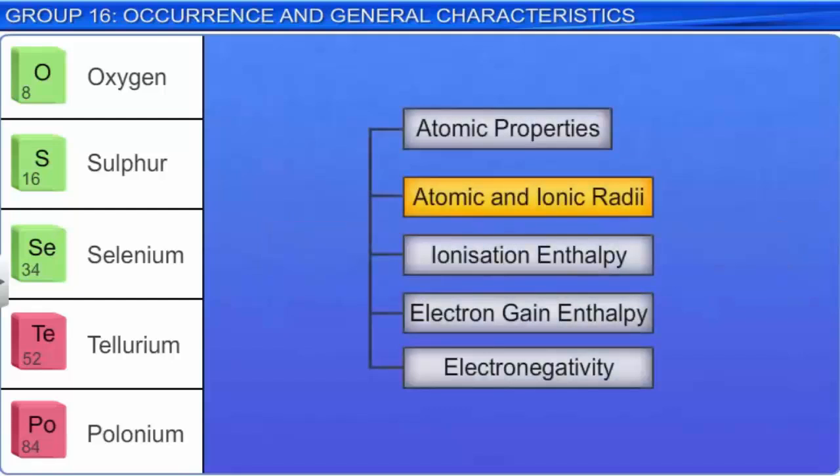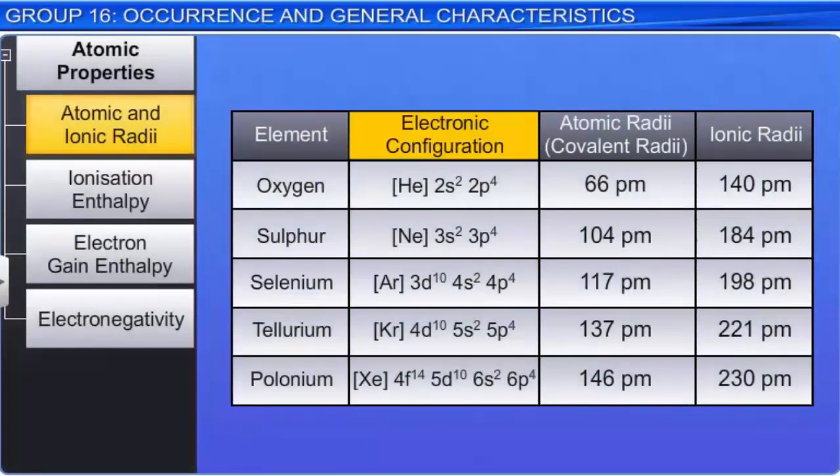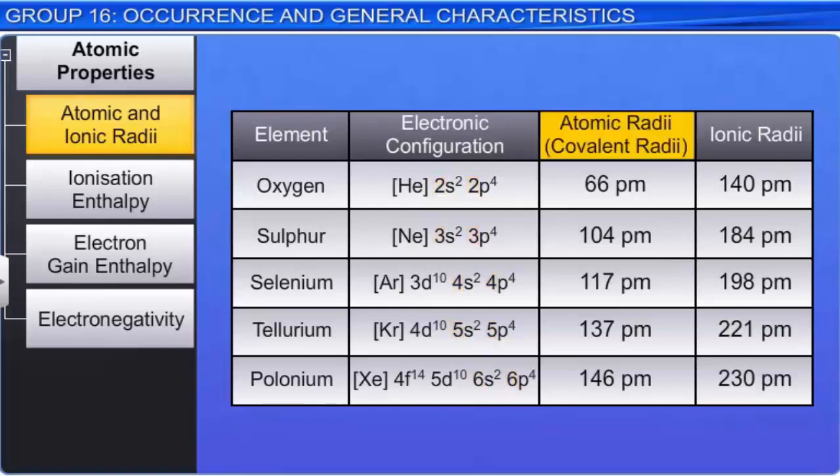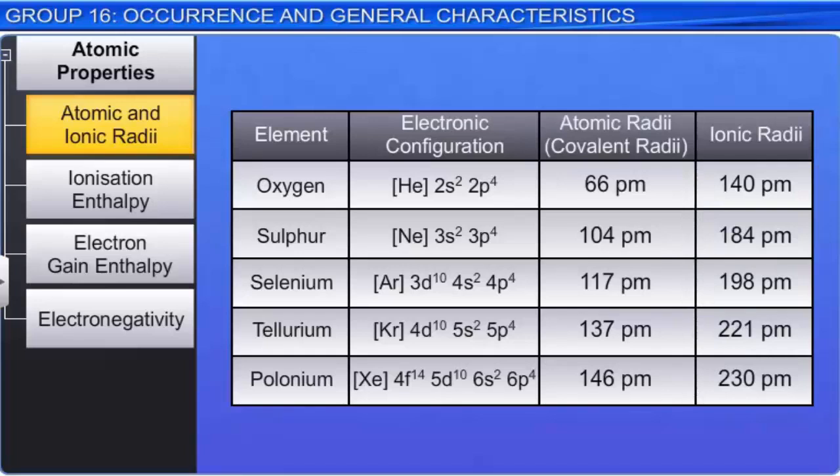From the given electronic configuration, we observe that due to the addition of a new principal energy level in each element, the atomic and ionic radii increase from oxygen to polonium. As you can see from the table, oxygen has an exceptionally small size. This is due to the higher effective nuclear charge of the oxygen atom.